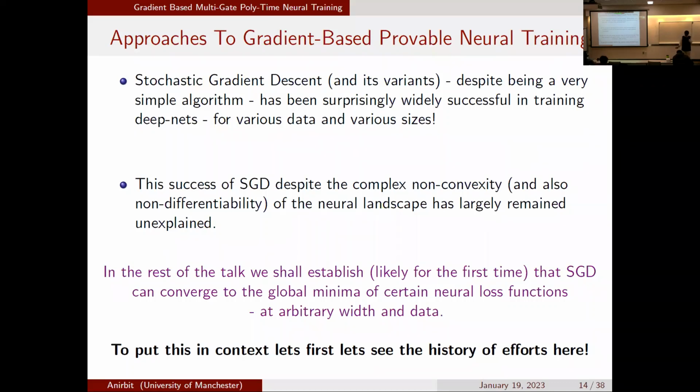In the rest of the talk, I shall try to establish, probably for the first time, that SGD can converge to the global minima of certain loss functions while making no assumption on the width and the data. So that shall be the second half of the talk, essentially. But to get to that result, I want to first give a historical overview of where things stand.